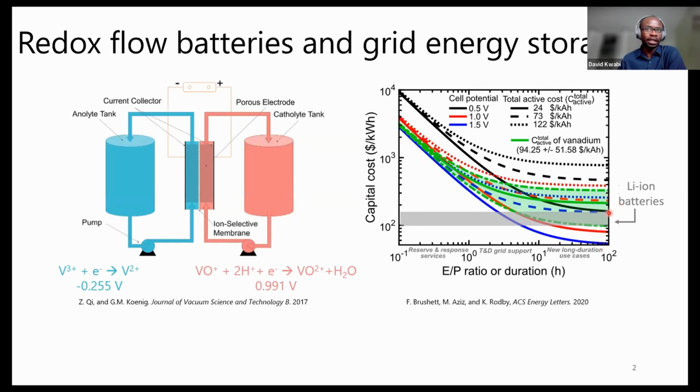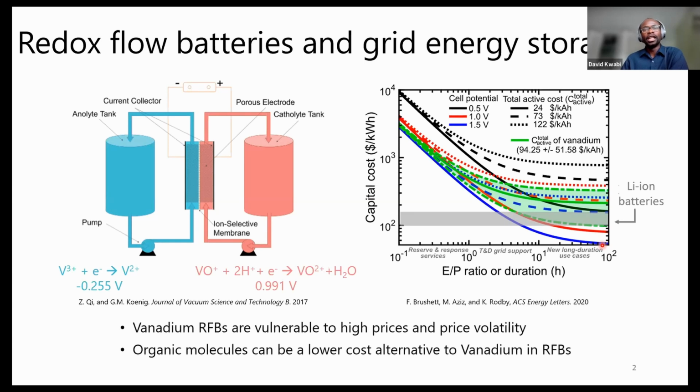So for vanadium, you can see that your cost is sort of competitive with lithium-ion batteries at long duration, but in principle, if you can find new material with the right combination of cost and high cell voltage, you can get to system costs that are considerably lower than lithium-ion for long duration applications. And so for that reason, people have been very interested in looking at organic molecules as a lower cost alternative to vanadium in these systems.